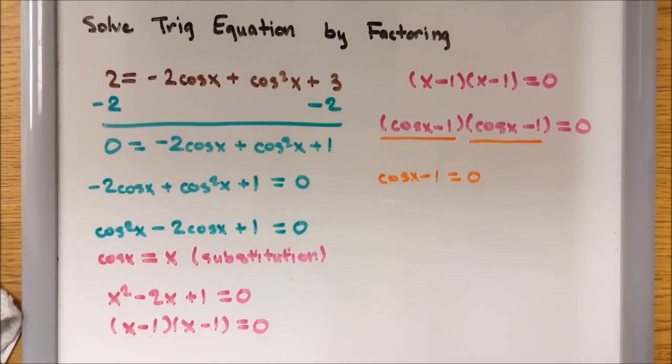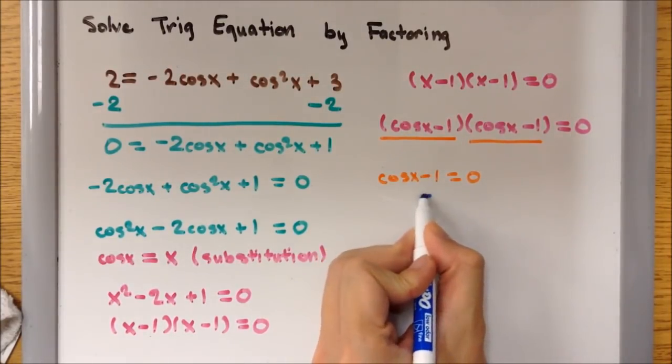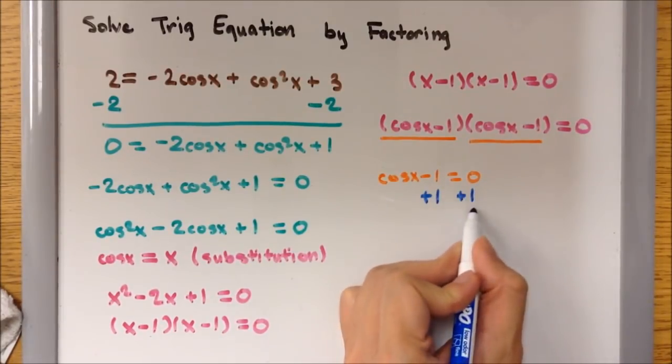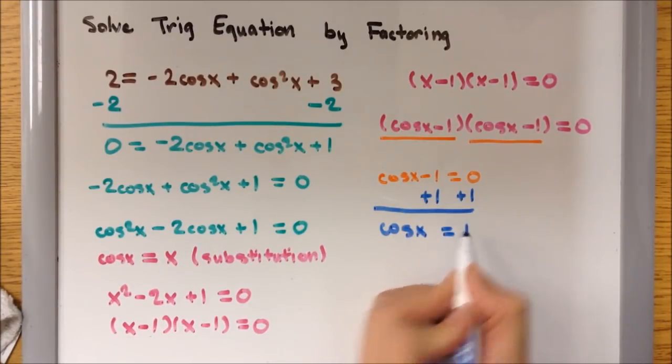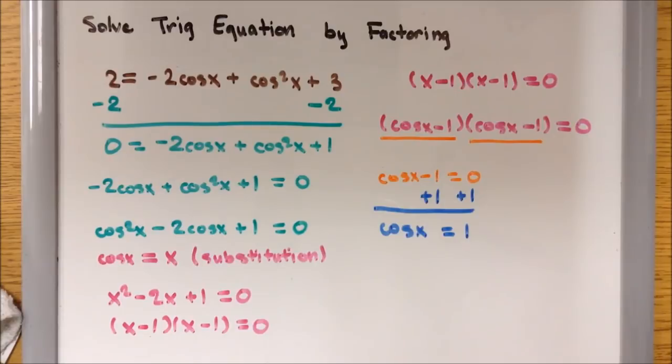So to get cosine of x by itself, I'm going to add 1 to both sides. So cosine of x equals positive 1. Referring back to the unit circle, you can look at the exact values where cosine of x is equal to positive 1. Since it's a whole number, it's at 0 degrees, 90 degrees, 180 degrees, or 270 degrees. The only one that has positive 1 on the left side is at 0 degrees.